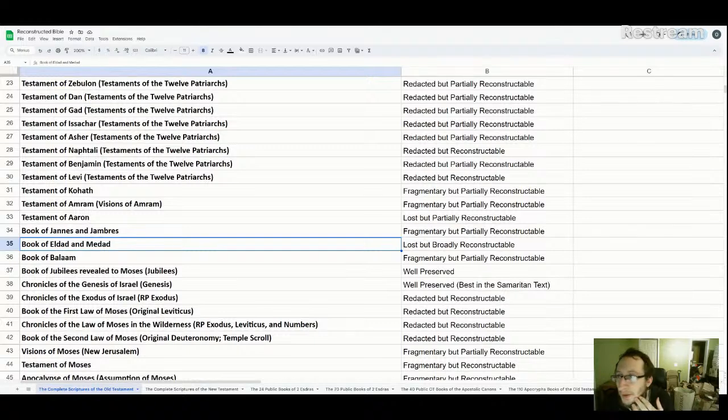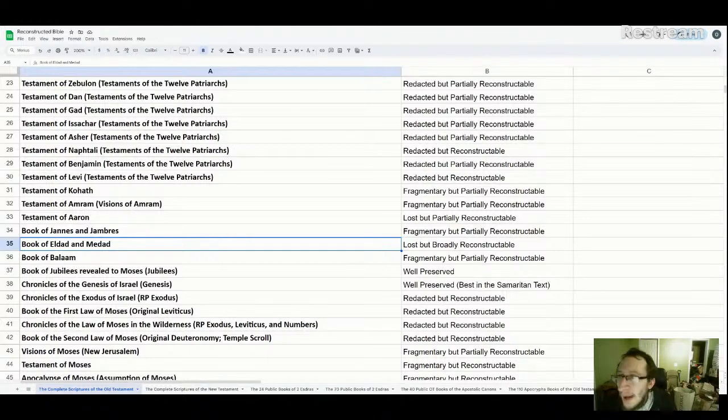Or is it 400 lines? Let me just double check here. It is 400 lines, okay?